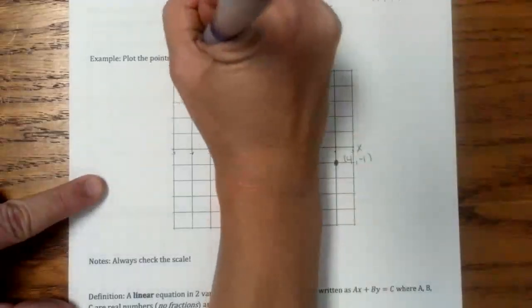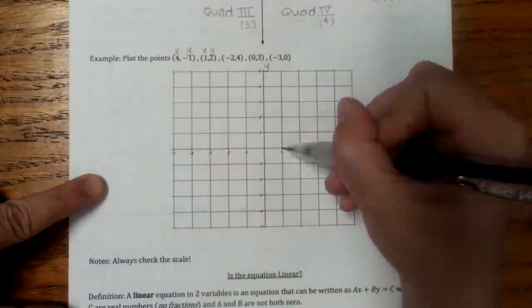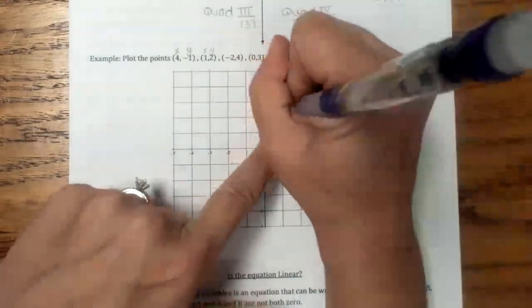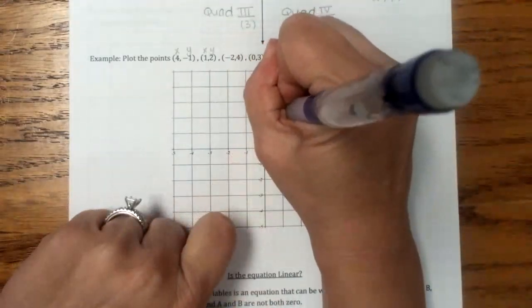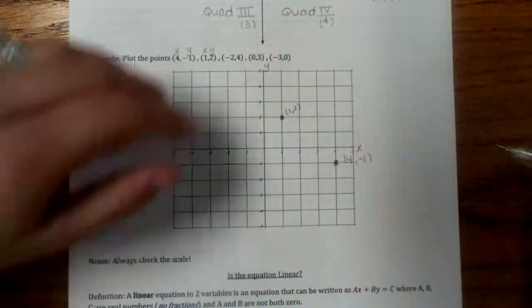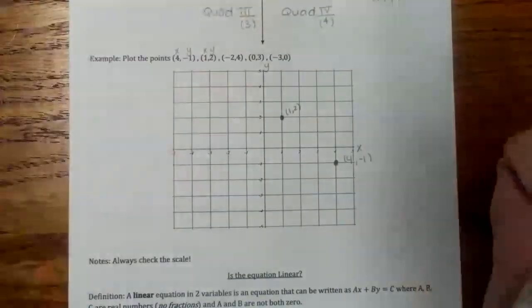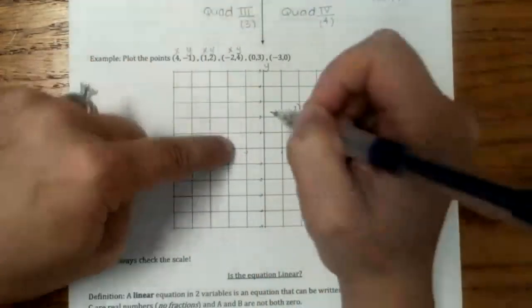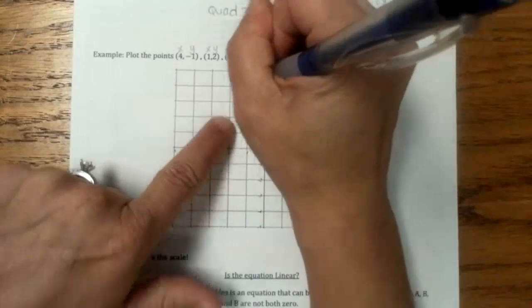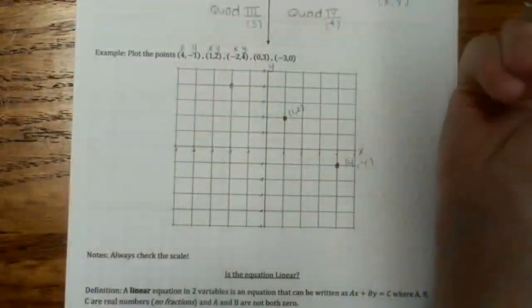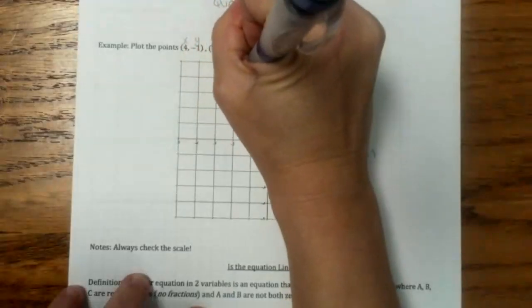Our next one's (1, 2). So x is 1, y is 2. So on our x-axis, we're going to go over to positive 1. On our y-axis, we're going to go up to positive 2. Where these two things meet, boom, there's our point. (1, 2). All right, next one. (-2, 4). So x is -2, y is positive 4. So over -2 on our x-axis, up to positive 4 on our y-axis, where these two things meet, boom. (-2, 4).